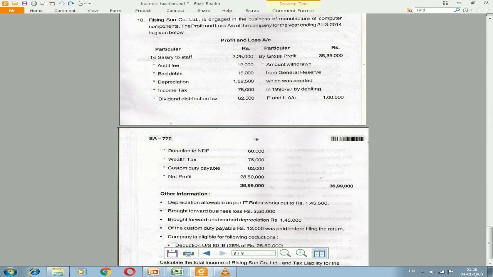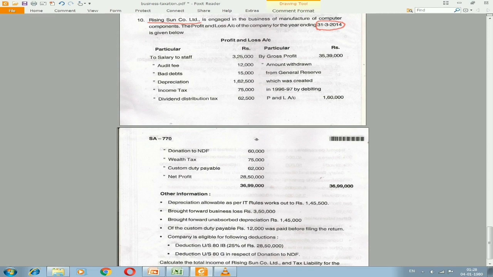Rising Sun Company Limited is engaged in the business of manufacturing of computer components. The profit and loss account of the company for the year ending 31st March 2014 is given below. Remember, change the particular date as this is the question paper of 2015. So you need to change the date. Change the date as 31-3-2019. Let us start with the table.